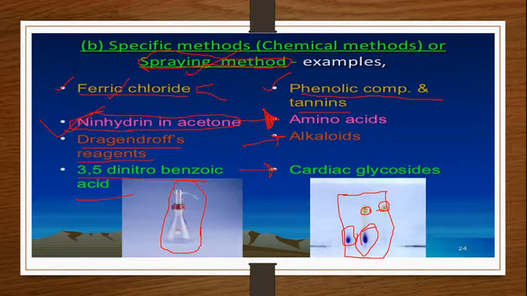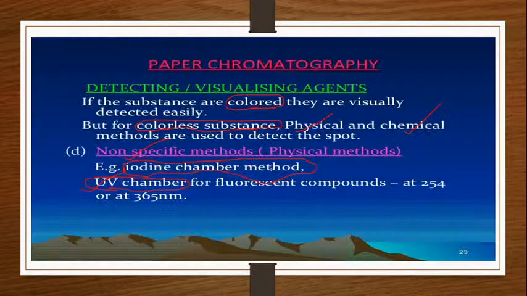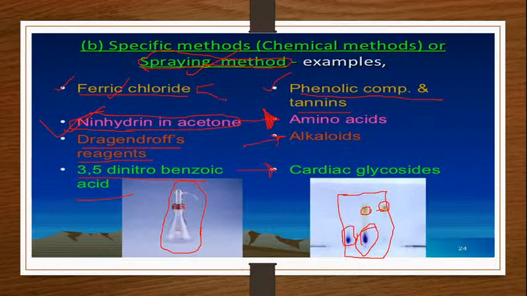Non-specific methods are not specific with respect to chemical interaction, because the iodine chamber utilizes iodine's characteristics to impart its color to the so-called spots, and the UV chamber has the capacity to illuminate the spots. So these two techniques can be classified as non-specific methods. Specific methods, as the name itself says, are the chemical methods or the spraying methods.